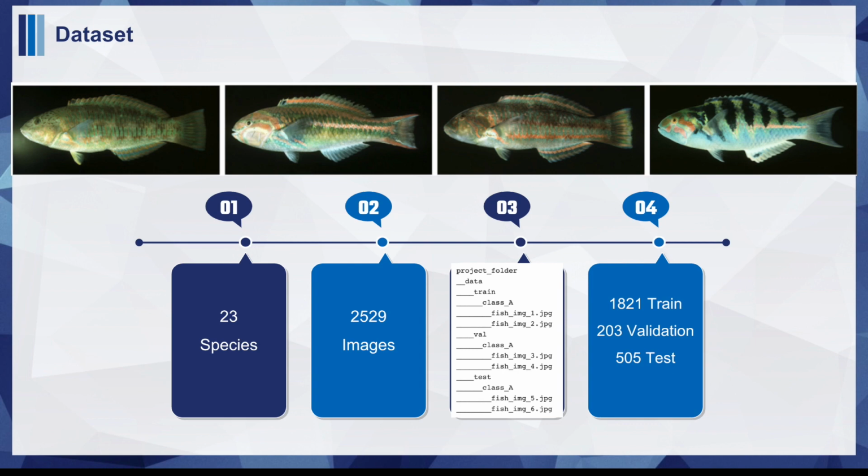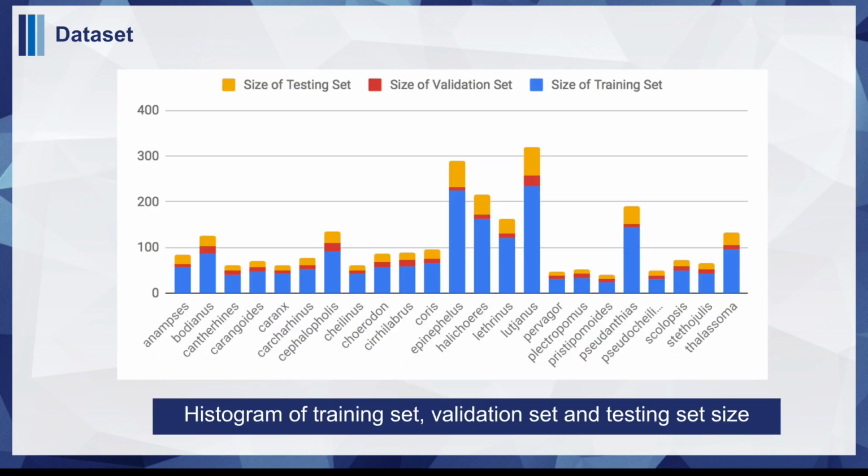And also we can see more or less the number of images for each one of these subsets of the data. Here is a visualization with the total distribution of images for each one of our 23 species of fishes, and we can see in blue the training data for each one of the species, in red the validation data, and finally in yellow the testing data.